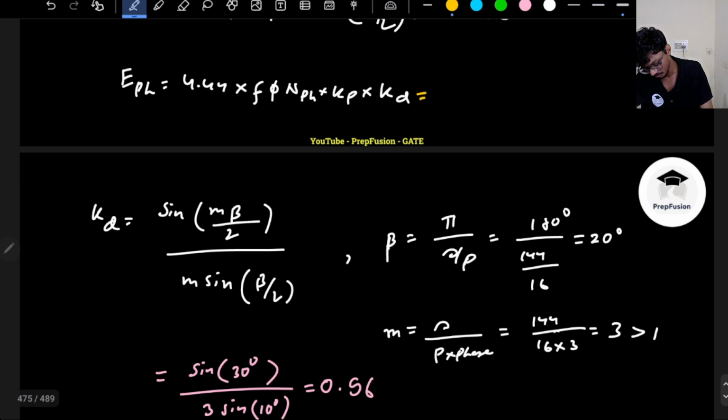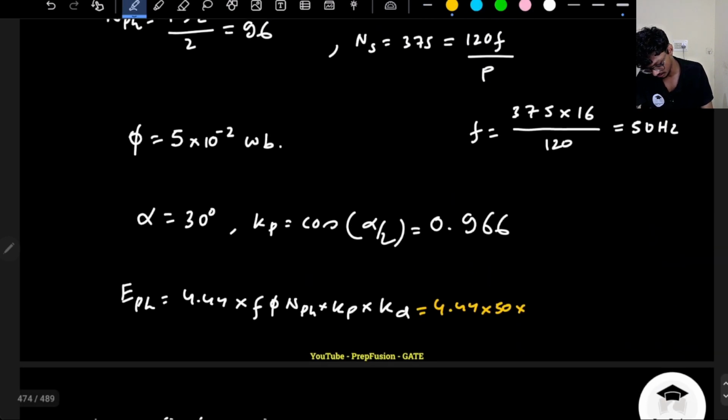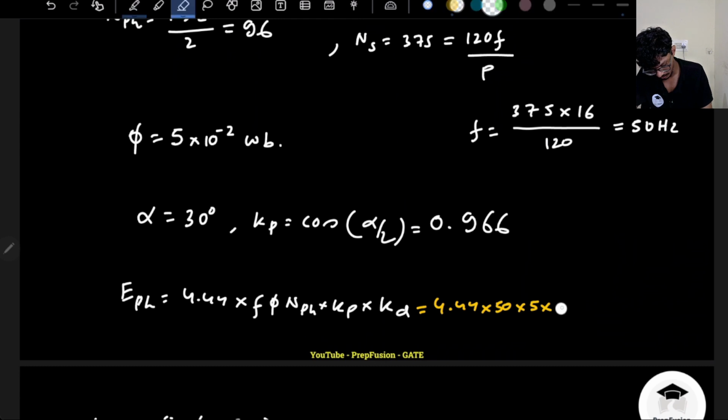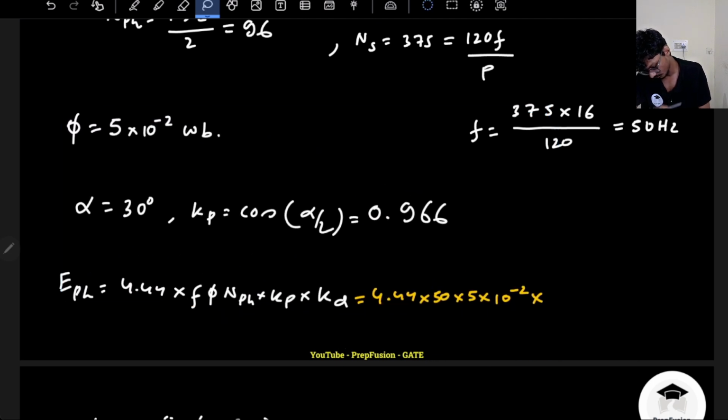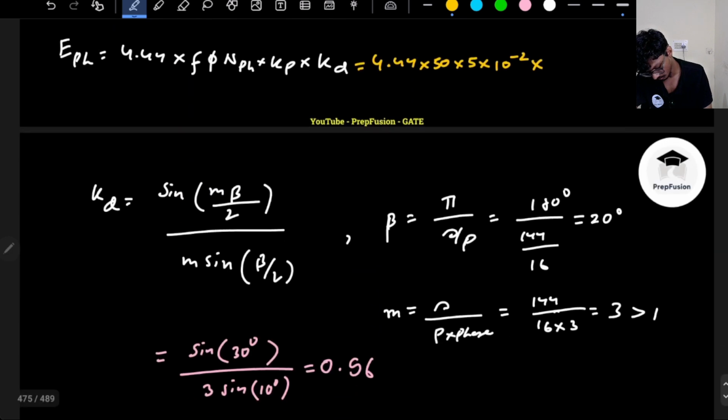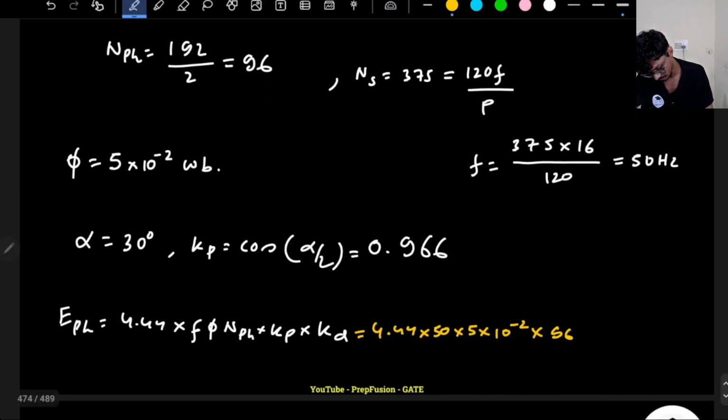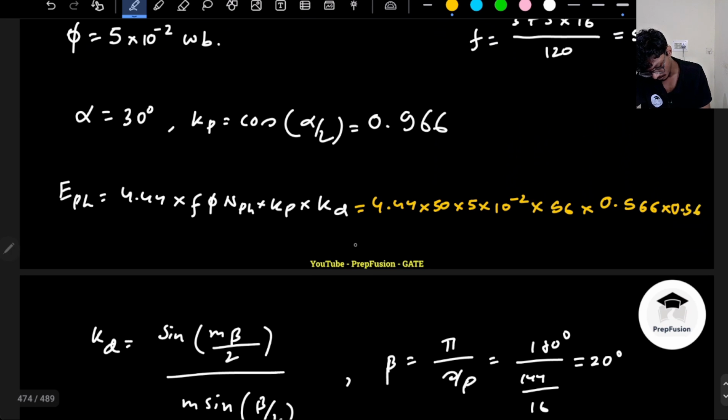So I will replace all the values over here. 4.44 into f, the frequency, into your flux, that is 5 into 10 raised to power minus 2, into n phase. So n phase, the number of turns per phase, is 96, into kp is 0.966 into kd is 0.96. So now I will put all the values: 0.966 into 96 into 5 into 50 into 4.44 into 0.01. So it comes out to be 988 volts. Approximately 988 volts will be the answer for this question, right?